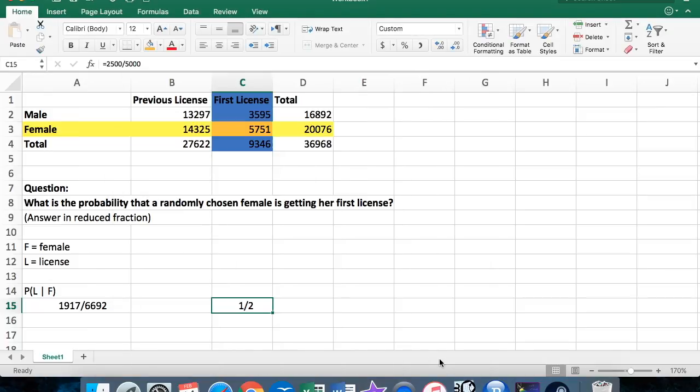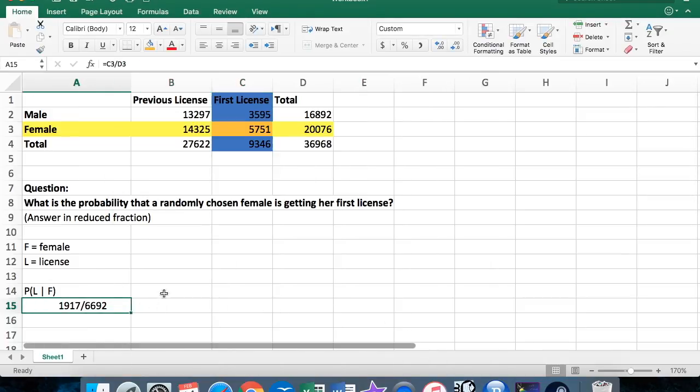So hopefully this will help you guys out a little bit when you're taking the test. This will make it so you don't have to do a prime factorization, because trying to find a common factor between 5,751 and 20,076 can take a long time. So know that you can use this method and find a fraction in its furthest reduced form on Excel fairly easily.